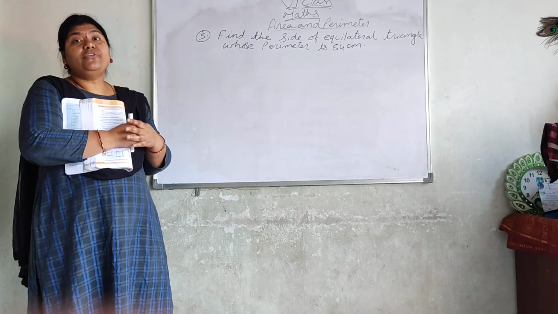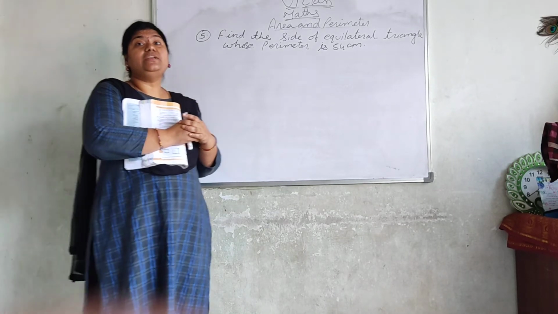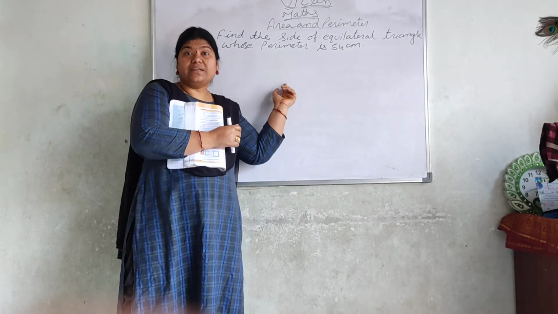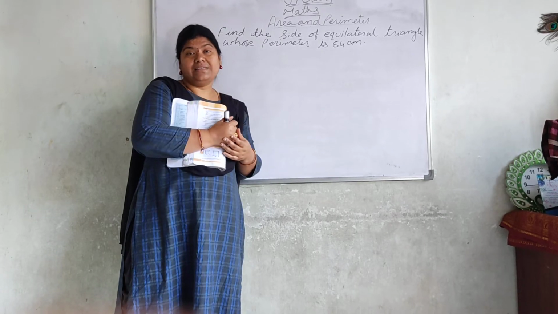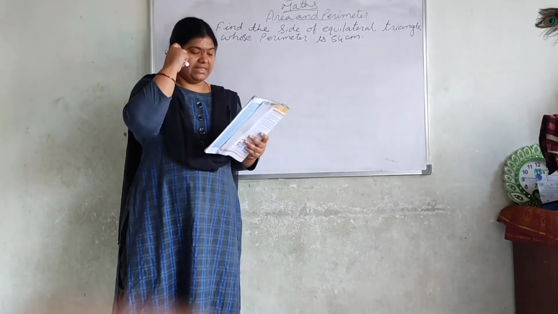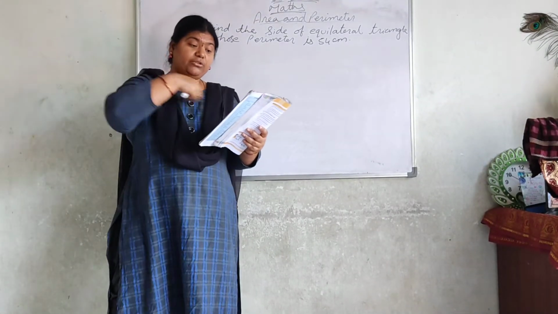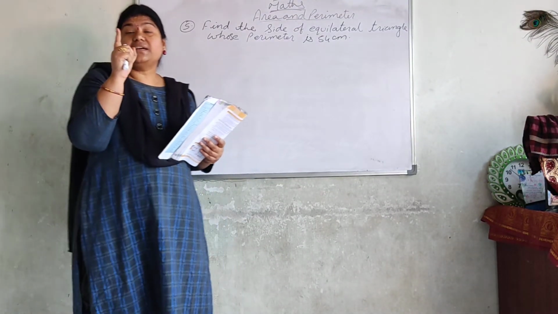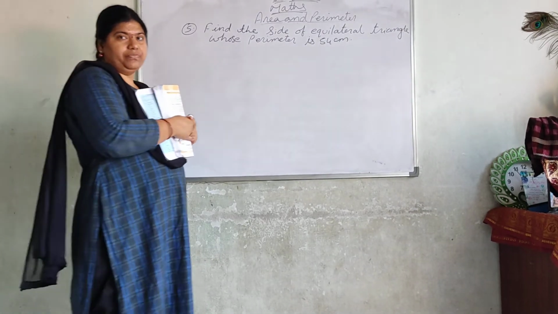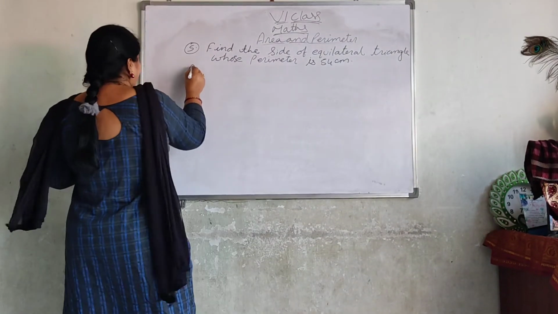The perimeter of a triangle is equal to 3 into S. Why? Because this is equilateral. All the 3 sides are equal. So 3 into S. Now what we have to find here: actually the perimeter of the equilateral triangle is given. He is asking us to find one side. What is the value of one side?